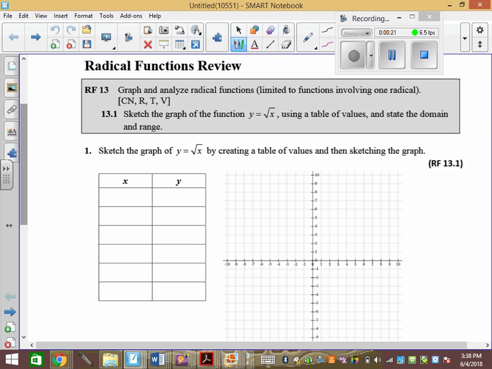So if you actually look in your table at like -1, you have an error because you can't take the square root of a negative number. At 0, you have 0. At 1, you have 1. At 2, you have 1.4142. But I like picking whole numbers, so I'm going to pick 4 and 2. And skip to 9 and 3 because the square root of 9 is 3. And I'm going to plot it. 0, 0, 1, 1, 2 and 1.4, 4 and 2, 9 and 3.